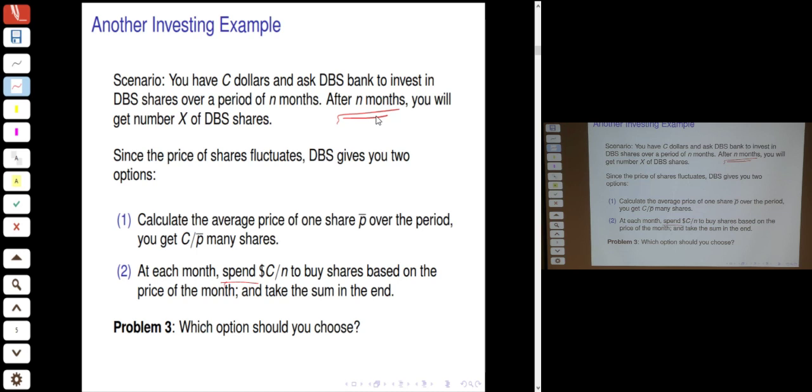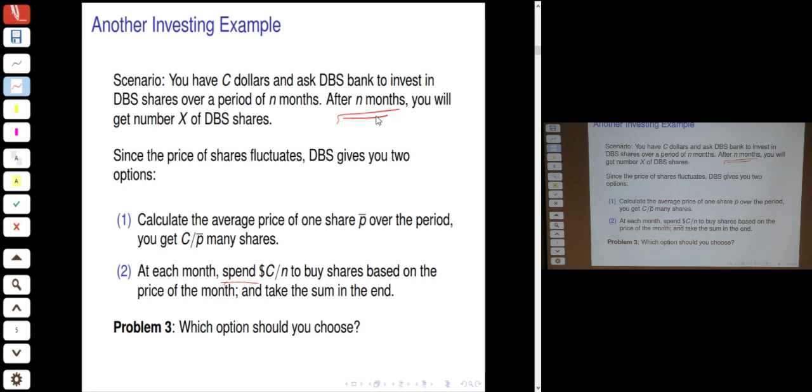So for example, if n is 12, so I am investing for a year, so I go to DBS and give the amount of money C in January. So it divides the money into equal segments of C over 12, and in each month of the calendar year, it uses this C over 12 amount of money to buy the equivalent number of shares at the market price for that month. So sometimes the share price will be high, sometimes the share price will be low. So maybe if I do this strategy, maybe I get an advantage overall, okay.